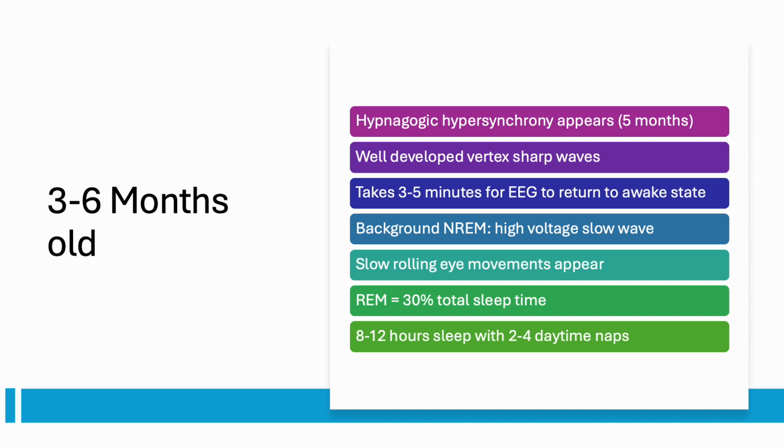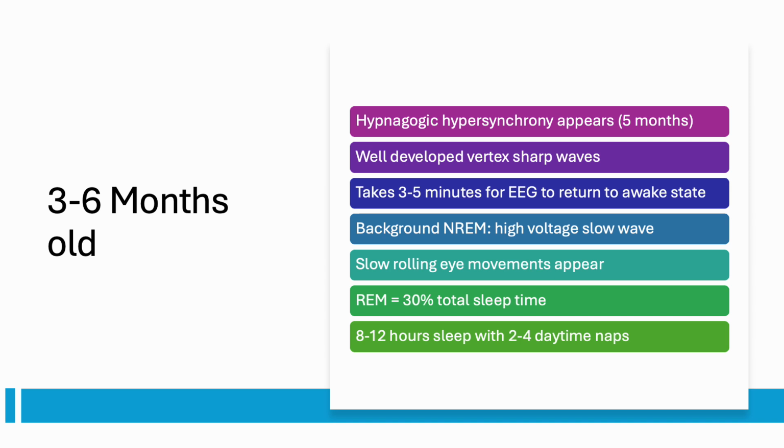When in non-REM, the background EEG shows high voltage slow waves, lots of delta. They're growing. Also, in non-REM 1 slow rolling eye movements appear and aid in the staging of wake versus sleep. The total time spent in REM has also decreased from 50% to 30%.